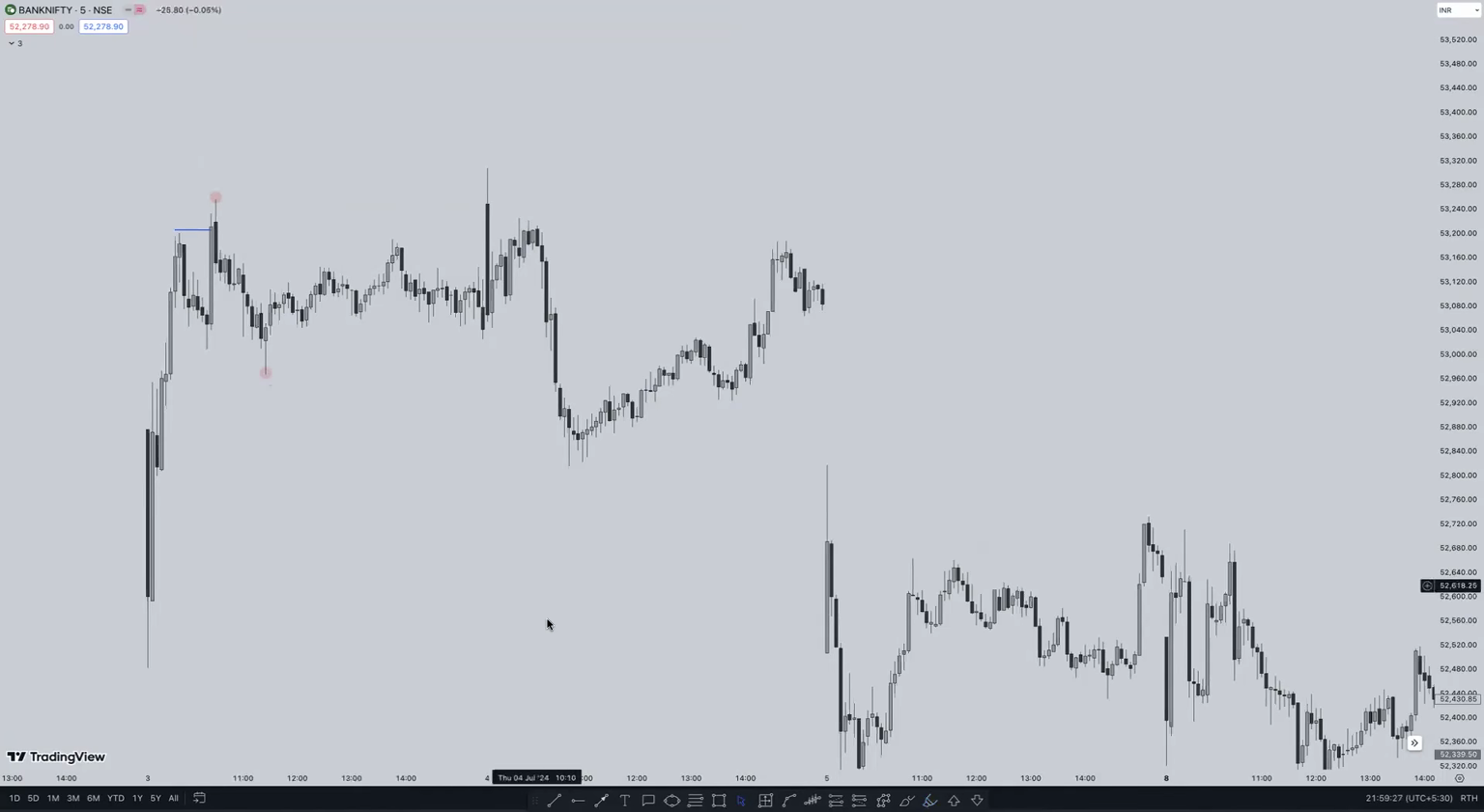Lower lows here, and this is our inducement right here. And after taking out the inducement, what happened here? Market broke the previous high here, broke the previous high here, and created a new higher high here. Why? Because the market took out the inducement again right here.